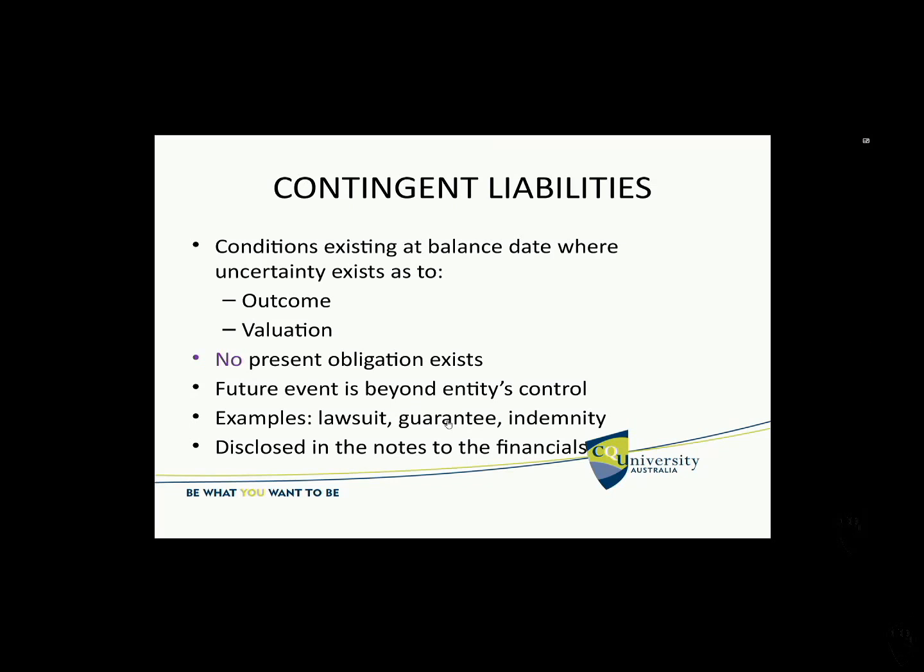Okay, but that doesn't happen until a guarantee event is triggered. Indemnity, there's only two parties where one party indemnifies another against a loss. Okay, only two parties involved. That's the distinction. But indemnity, again, doesn't come into play, i.e. there's no present obligation until there is an indemnifiable event.